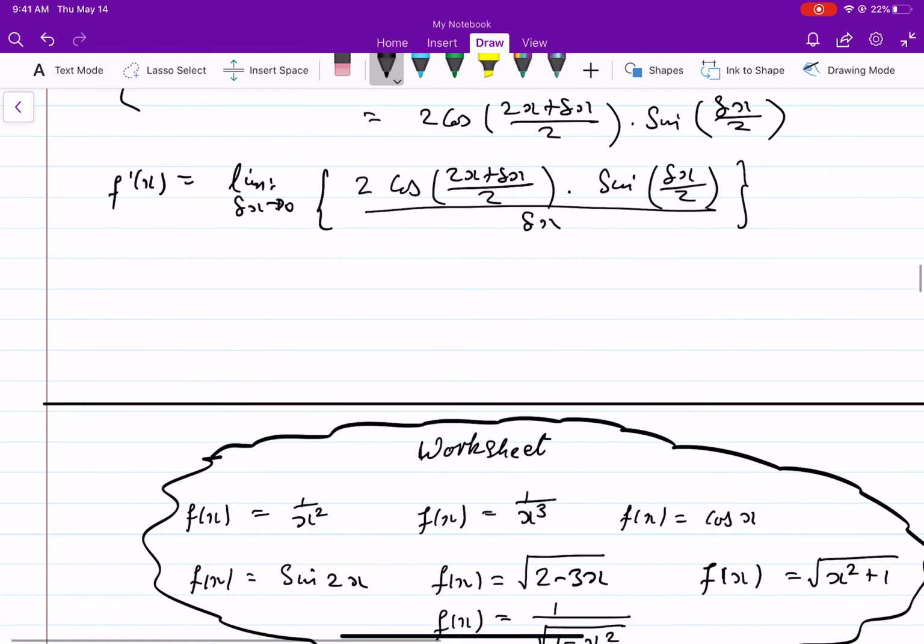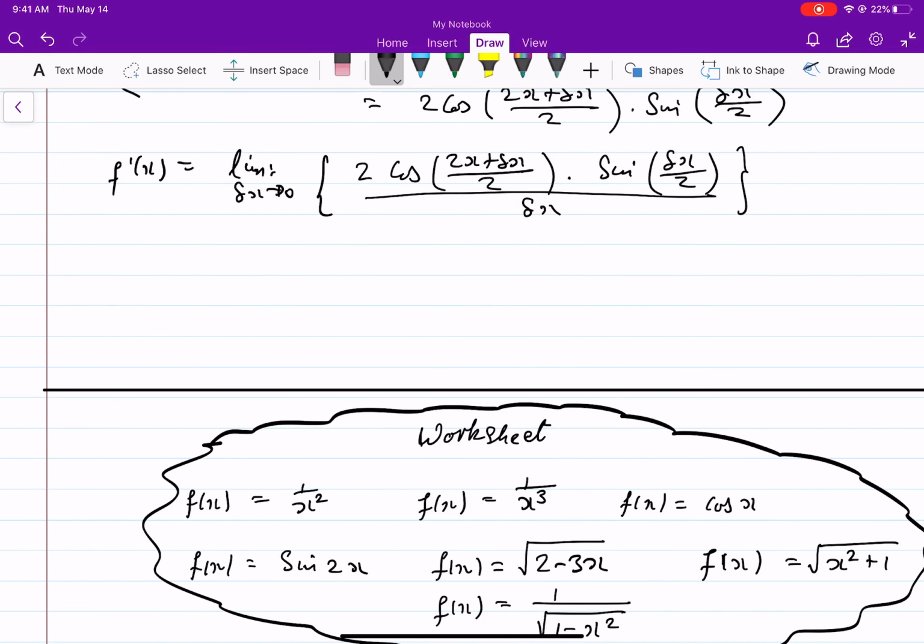Let's remind ourselves that if I divide numerator and denominator by a half, that would get rid of that 2. What I'm going to do is separate this into two different limits. Remember, limits distribute over multiplication. So in this case, I want to write this as follows.